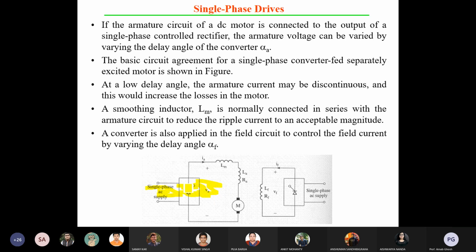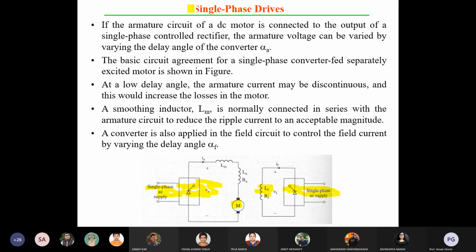Here you can see that the armature is there, and the field winding has the same configuration, that is a separately excited motor. Again you can use an SCR bridge to rectify the alternating supply into DC and energize the field winding. The motor armature is also connected to the single phase AC through the SCR bridge.